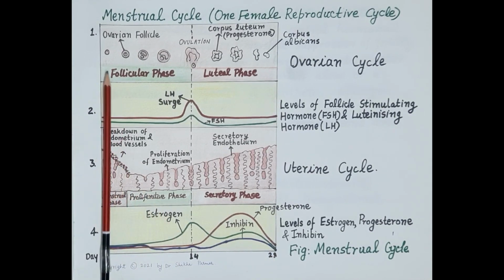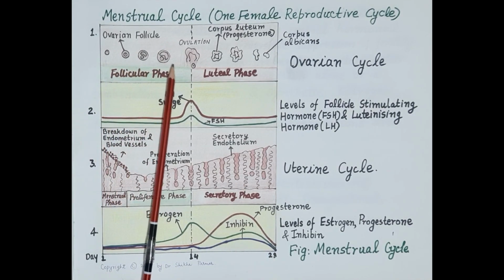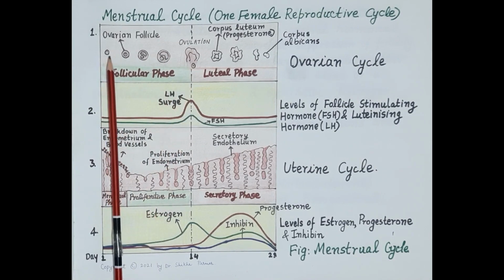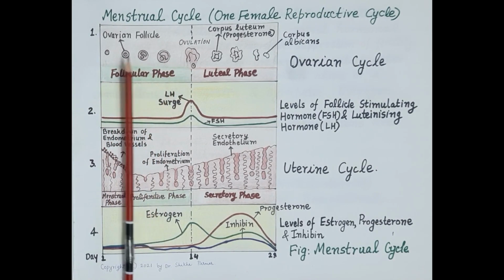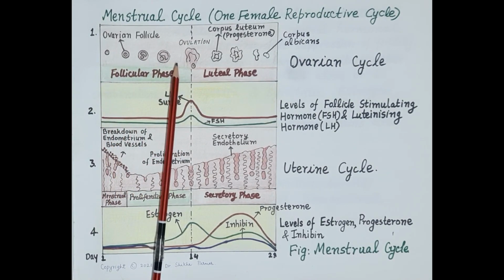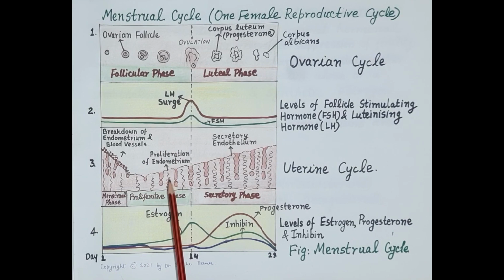Now look at figure 1. These are the developing follicles. It is very important to remember that these developing ovarian follicles produce estrogen. Now look at figure 3. This figure shows the innermost lining of the wall of the uterus, that is termed the endometrium.